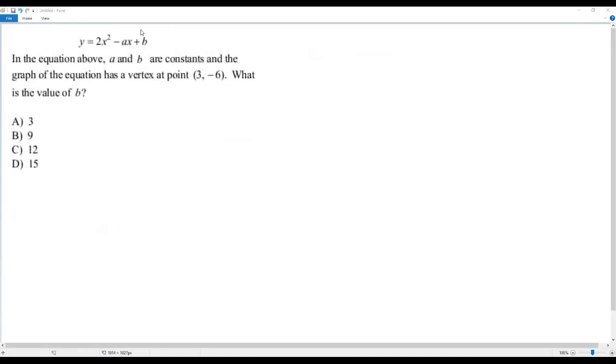Here we have a SAT math problem. Okay, let's go to the question. y equals 2x squared minus ax plus b. In the equation above, a and b are constants and the graph of the equation has a vertex at point (3, -6). What is the value of b?